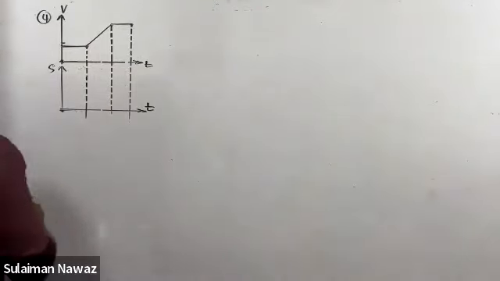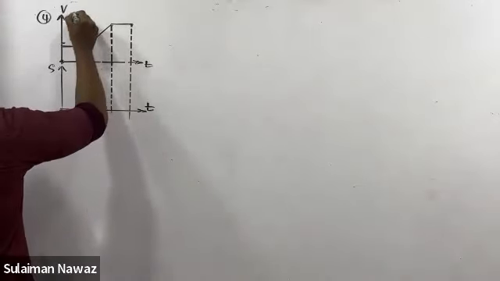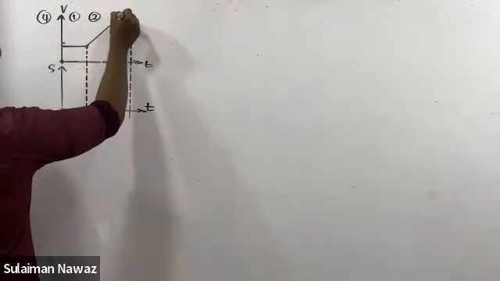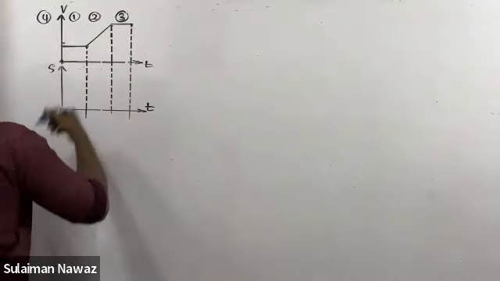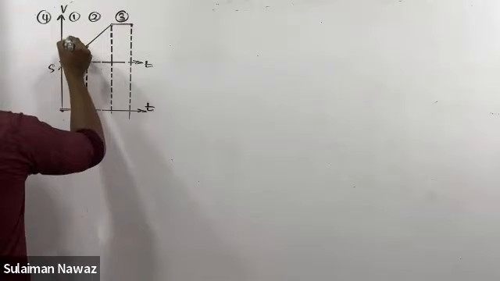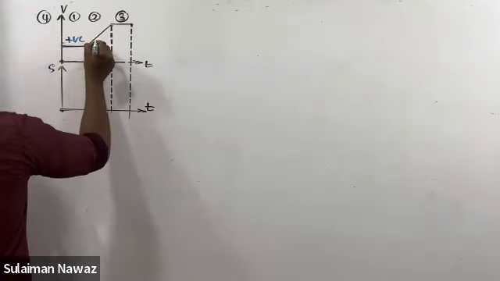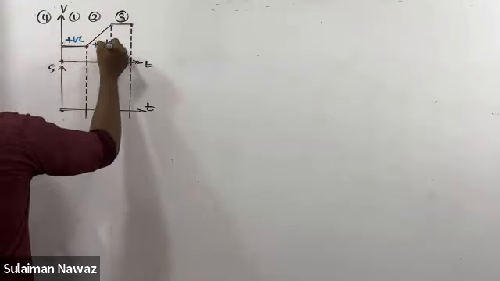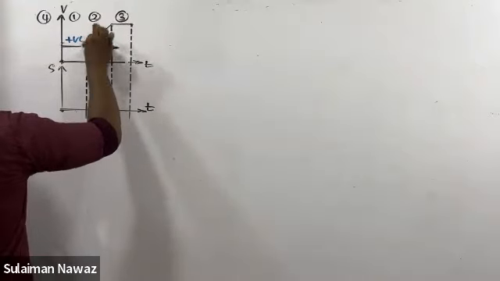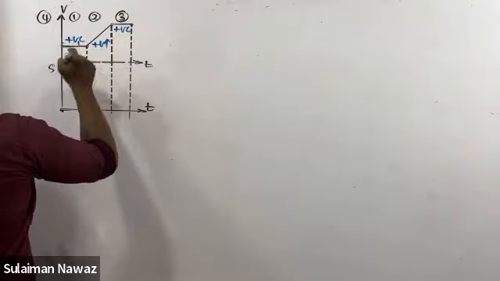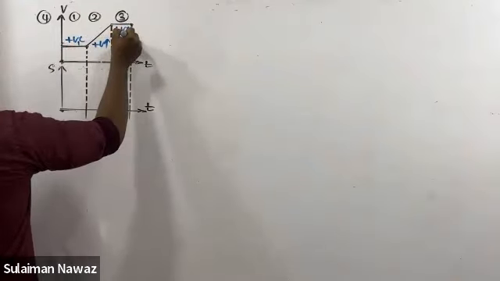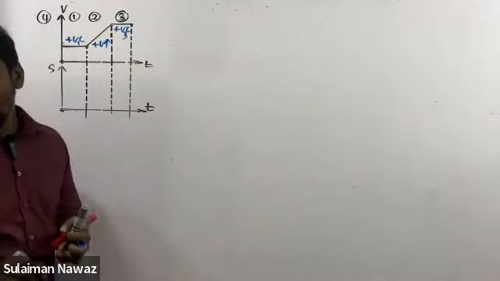Again, I can divide it into 3 sections. Always look at the y-axis. If you look at the y-axis, this one is positive velocity constant. This one, positive velocity increasing. This one, positive velocity constant. This velocity is v1, this velocity is v3.